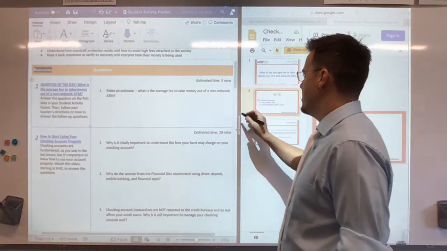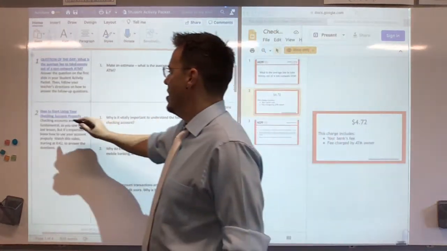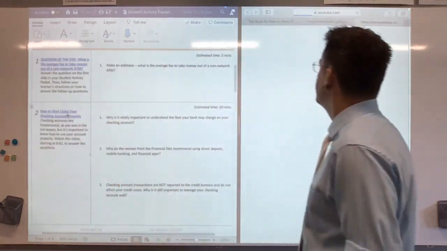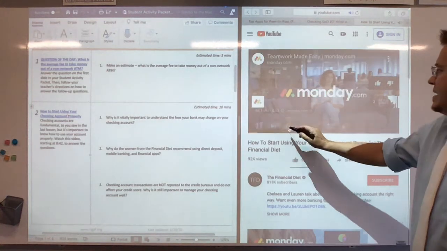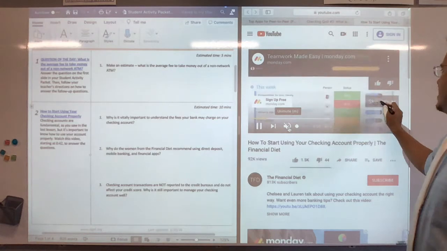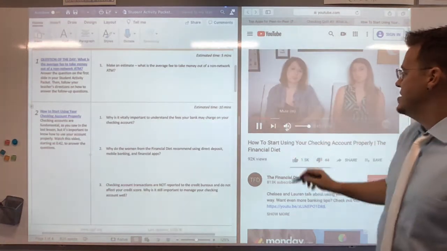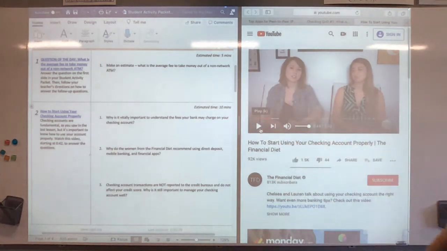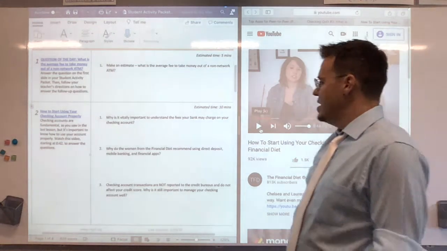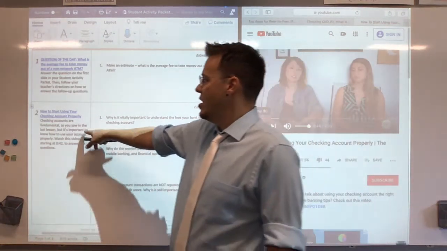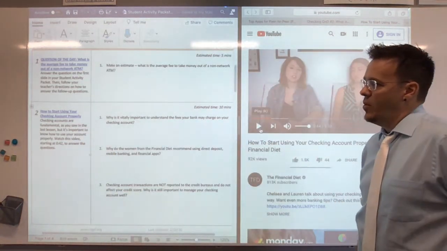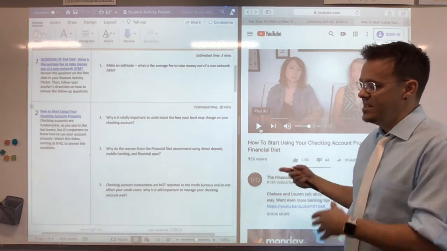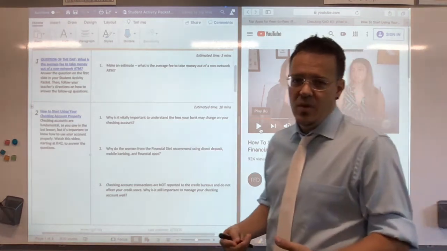All right, so the first thing you want to do is understand how to start using your checking account properly. Now, this is a very interesting article. Let me skip this real quick. All right, skipped ads. So what this is, ladies and gentlemen, is how to start using your checking account properly, from The Financial Diet. It's a nice little setup here. As you saw in the last lesson, it's important to know how to use your account properly. Watch this video starting at 42 seconds, skipping the intro, and answer the questions below.